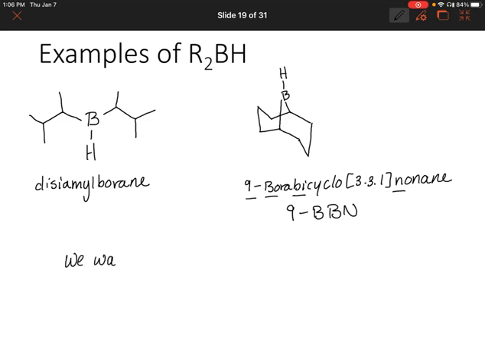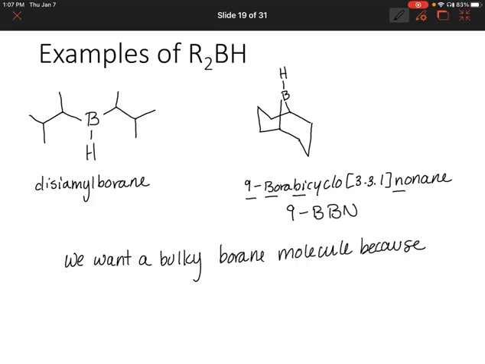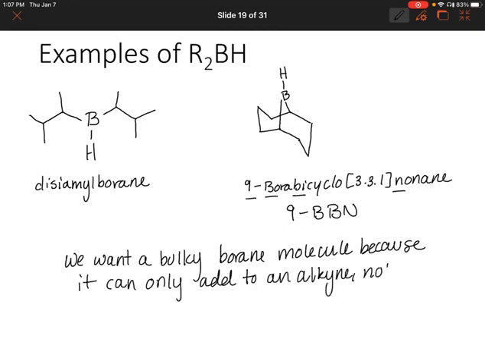So we want a bulky borane molecule because it can only add to an alkyne, not an alkene. So for instance, if we used BH3 like in our alkene reaction, that's just going to keep reacting with the alkene. And then we just end up with a completely different product.